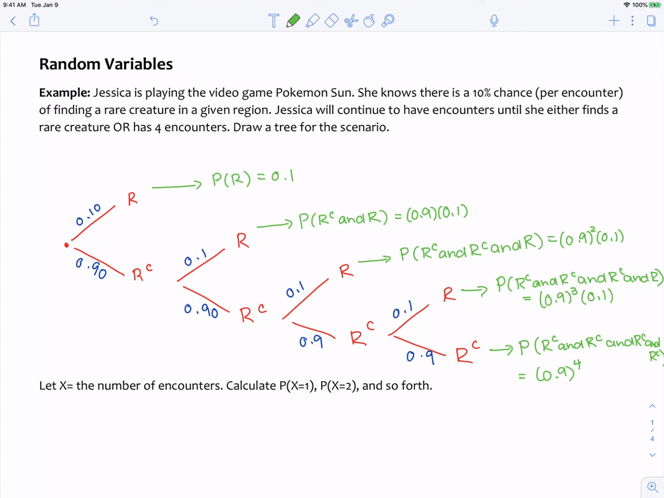So there's our different possibilities, but we want to then think of these outcomes in terms of the number of encounters that we're having.